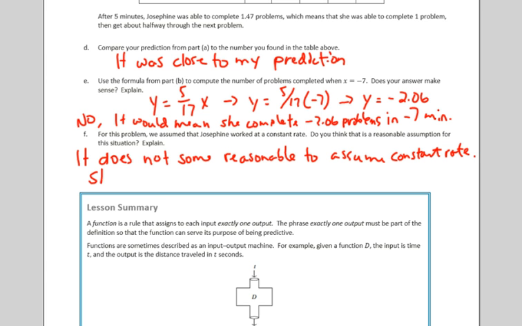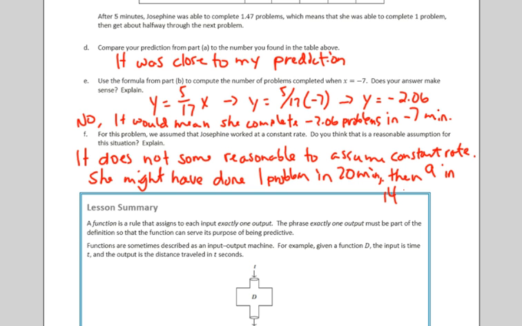Like I was saying, she might have done one problem, it's a tough one, in 20 minutes, then 9 problems in 14 minutes. That's a possibility. One tough question. So something like this, we cannot assume that it's a constant rate.